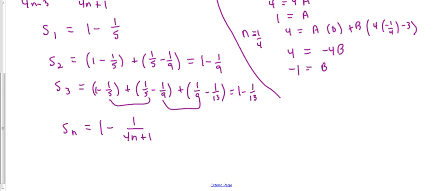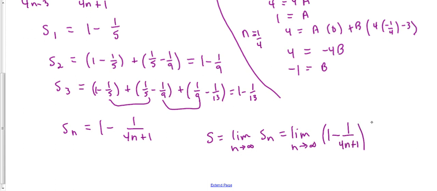Now, in order to find what the sum is, which is S, example 7 tells us to take the limit as n goes to infinity of the nth order partial sum. This is going to give me the limit as n goes to infinity of 1 minus 1 over (4n plus 1). When we substitute in n equals infinity, we're going to get 1 minus 0, so the sum of this series is 1.